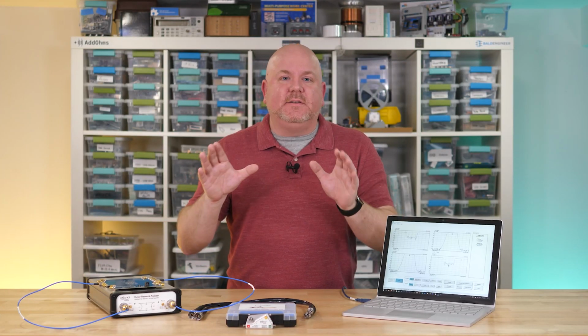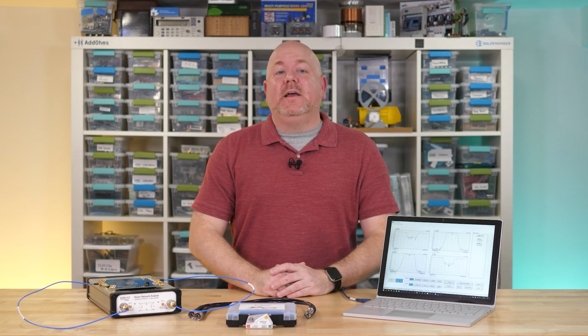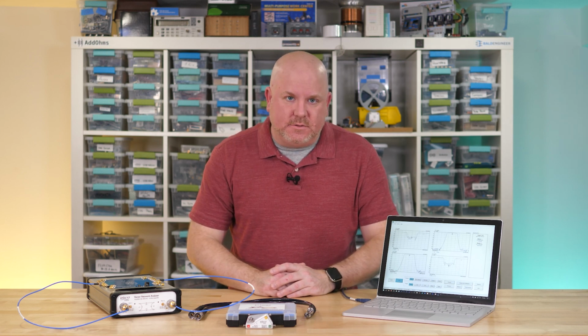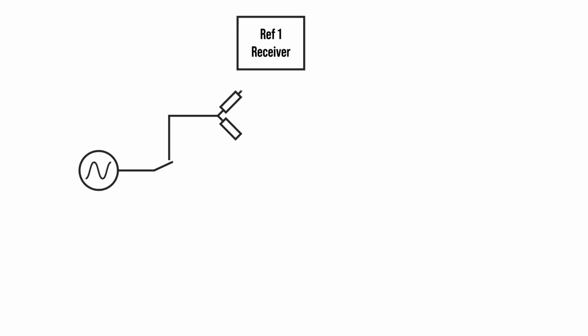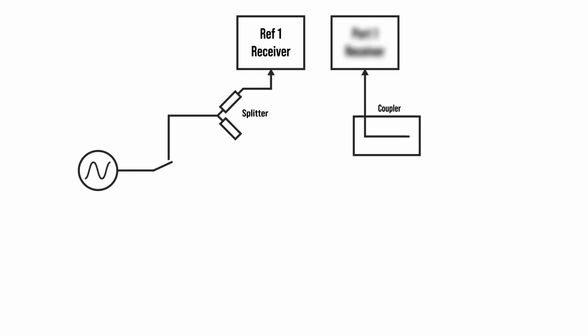VNAs come in all kinds of different shapes and sizes, with price tags as little as $100 all the way up to hundreds of thousands of dollars. But fundamentally, they work on the same concept. A variable frequency sine wave generator connects to a receiver through a power divider. A coupler connects the external port to either the generator or another receiver.